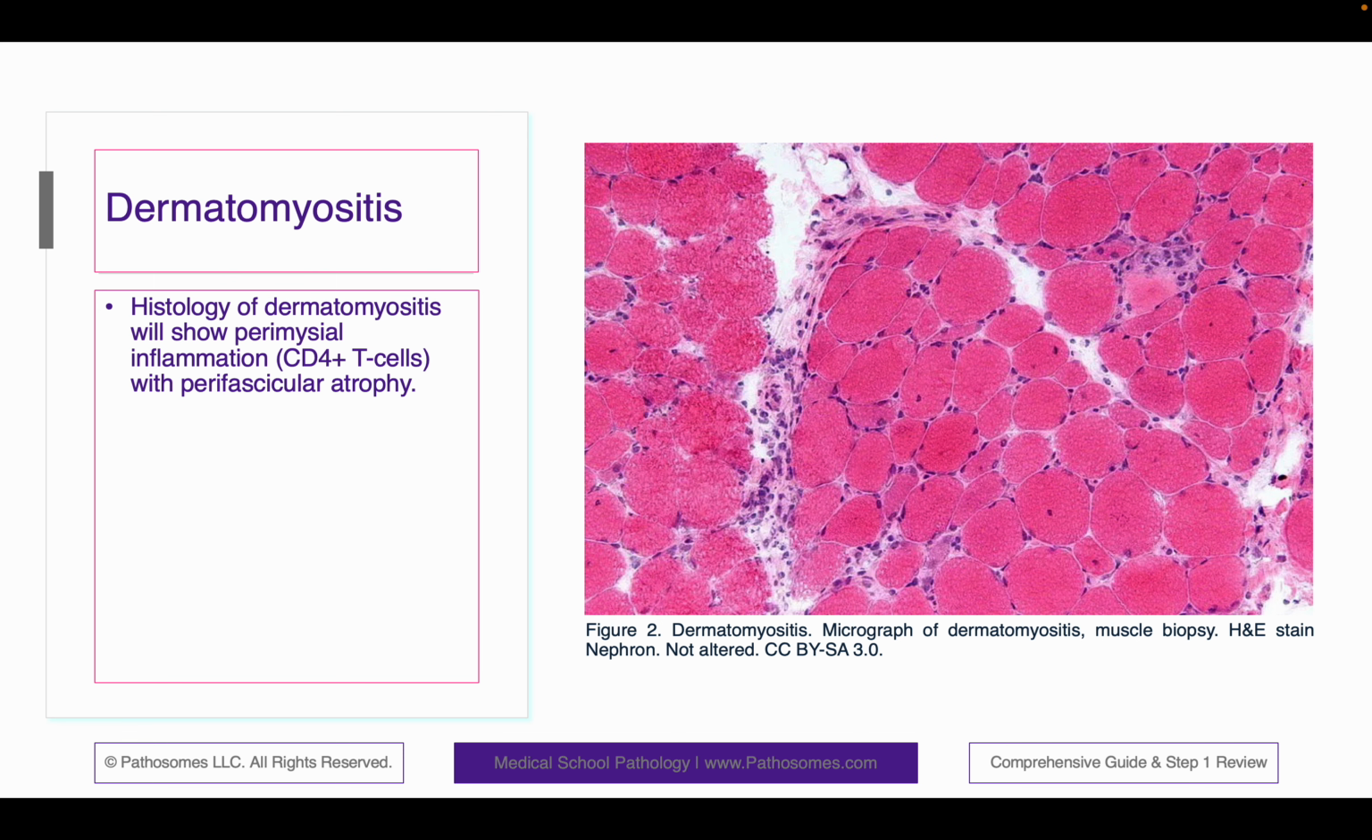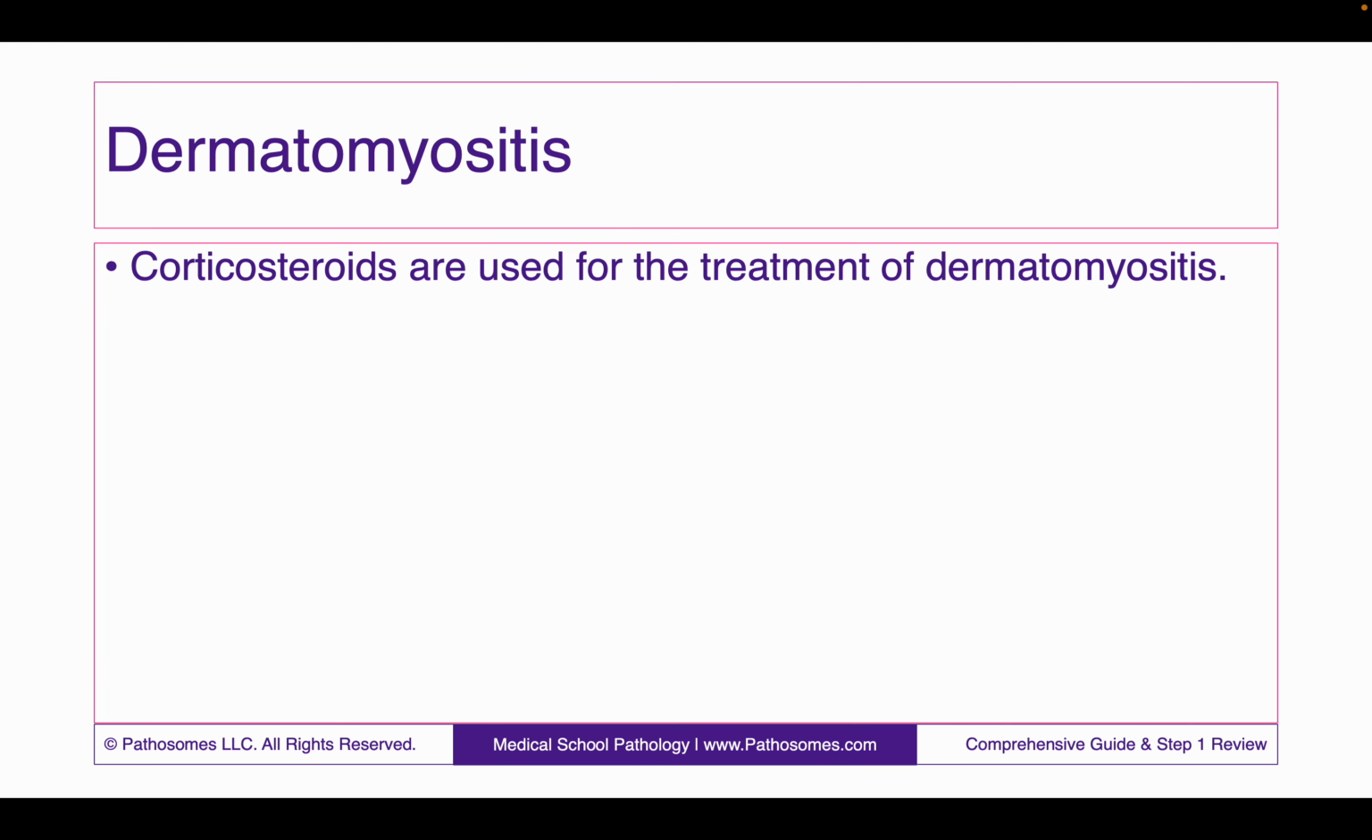In regards to the histology of dermatomyositis, that will show perimysial inflammation with perifascicular atrophy. And note the inflammatory infiltrate will be CD4 positive T cells. To the right here, you can actually see the micrograph of dermatomyositis. Do you see the inflammatory infiltrate in a perimysial distribution? Corticosteroids are used for the treatment of dermatomyositis.